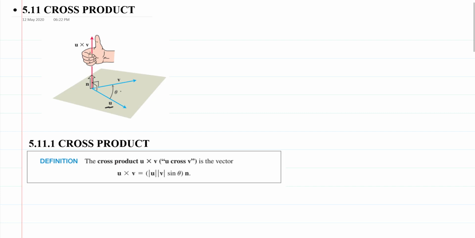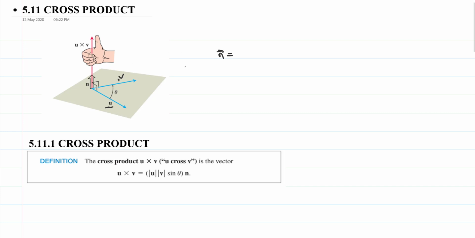So we can define another vector which is called n, and this vector n is going to be perpendicular to both vectors. So it's perpendicular to u, and it's also perpendicular to v. But we can just say it's perpendicular to the plane which contains vector v and vector u.